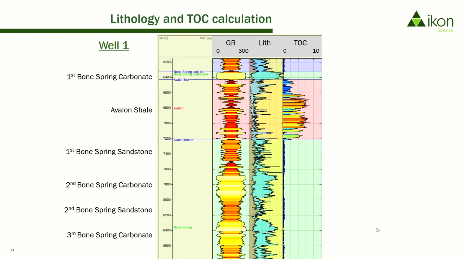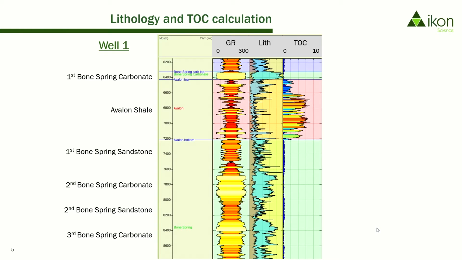Awesome. So the lithology and TOC calculation, you can see that I'm basically displaying the gamma ray here in well number 1, and the interval of interest goes through the top of carbonate 1 in the Bone Spring Formation, through Avalon shale, which is a hot shale at the top of Bone Spring interval, and then the successions of Bone Spring sandstones and carbonates. The gamma ray is displayed here just as a lithology guide. I'm not using gamma ray because it's not good for anything in this type of environment.